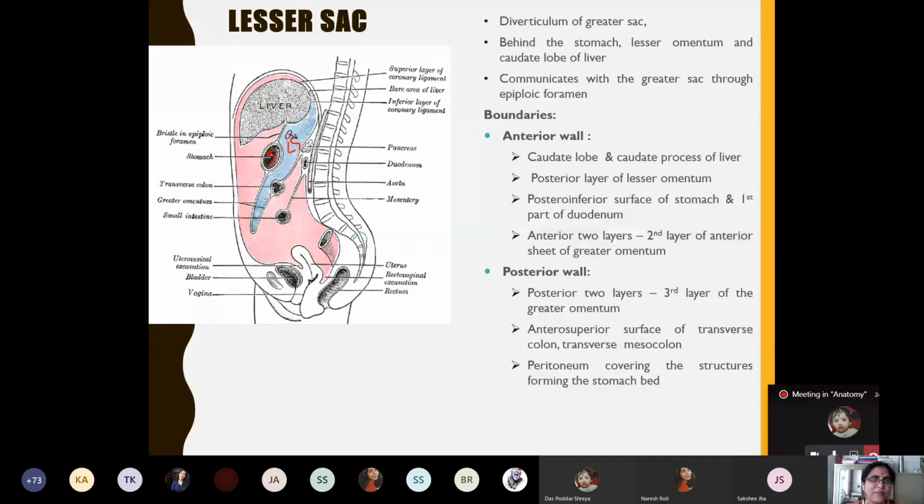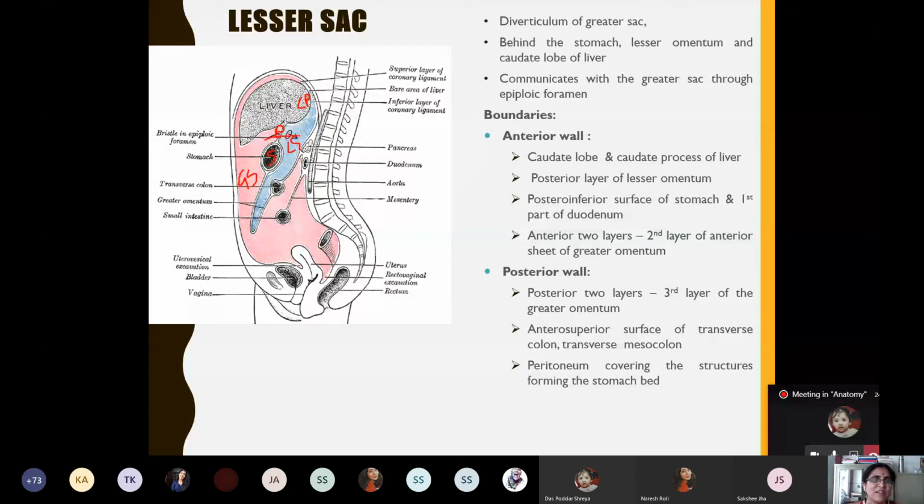Lesser omentum. And which process of the liver? Caudate. This part is the caudate process and caudate lobe of the liver. It communicates with the greater sac. This pink color is the big peritoneal cavity. This is the greater sac. It communicates to the greater sac through this foramen.